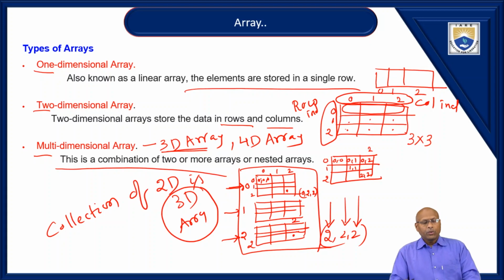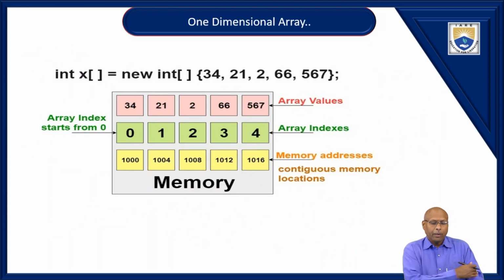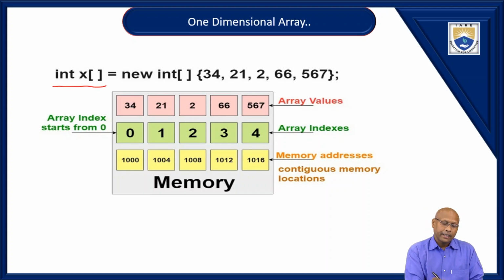Anyway, day by day we will be using this array concept in programs. Let us see a small example of a one-dimensional array. int x[]. See, when I say array, you use the square bracket. The square bracket indicates the representation of an array. This is the array symbol, and this is the data type symbol.